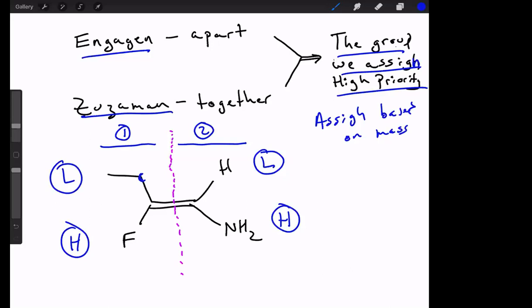The two high priority groups, they're together. They're both down in this case. But remember, down is just subjective because they could have oriented the double bond differently. In other words, they're together. And so this is the Z version of the molecule.